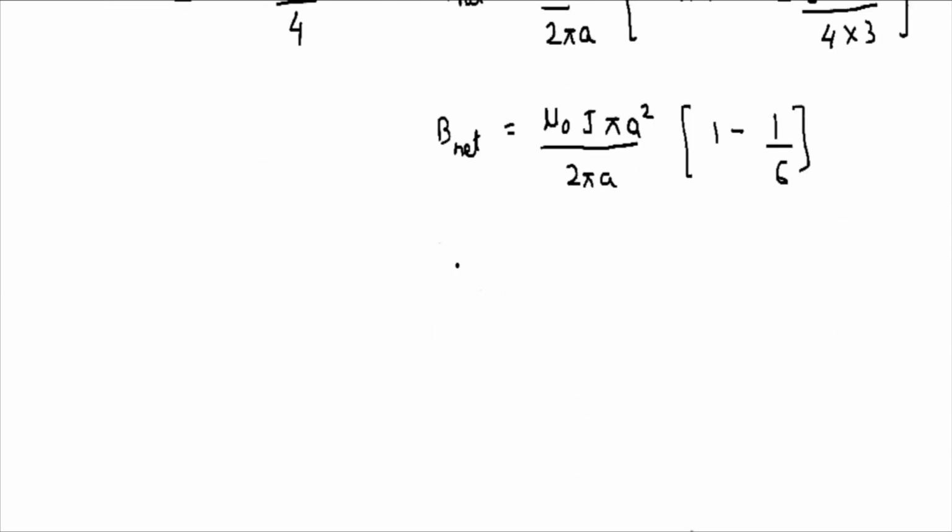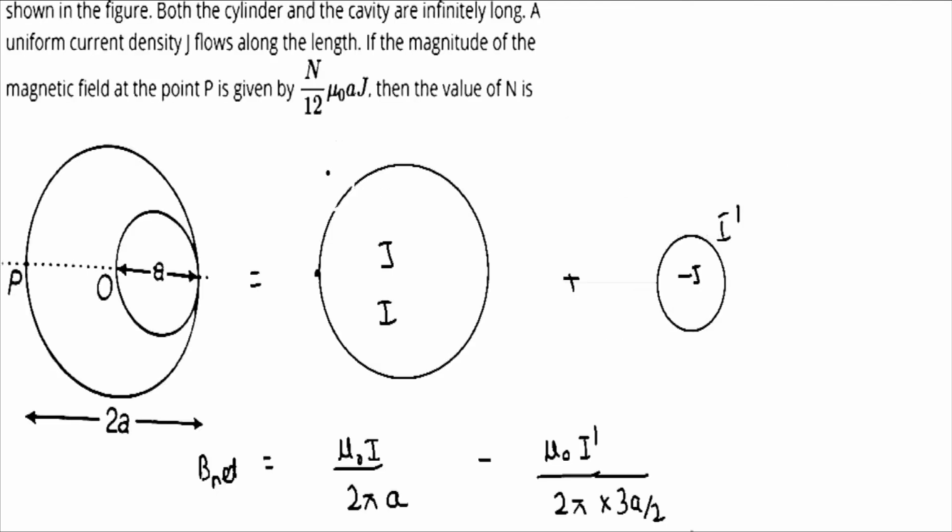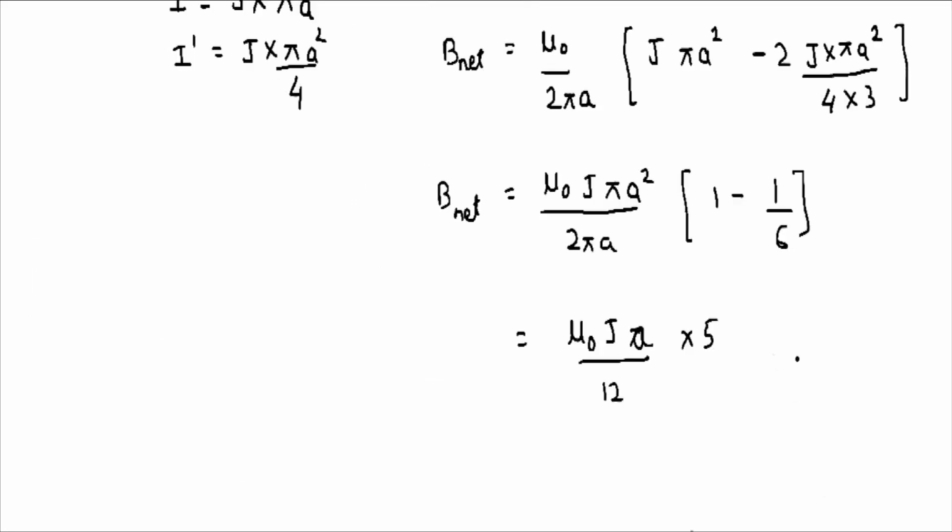So we can write our B net as equal to mu naught J into A divided by 6 into 2, that means 12, then multiplied by 5. Okay. Now if we compare this, here it is given as n divided by 12 mu naught A J. So it would be n mu naught J A divided by 12. From here these values would be cancelled, so n would turn out to be 5. So what is the correct answer? The correct answer for n is equal to 5. Hope you have understood the solution. Thank you.